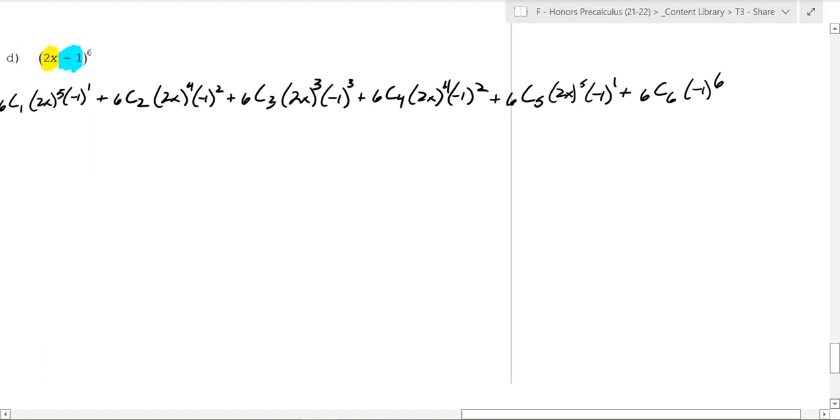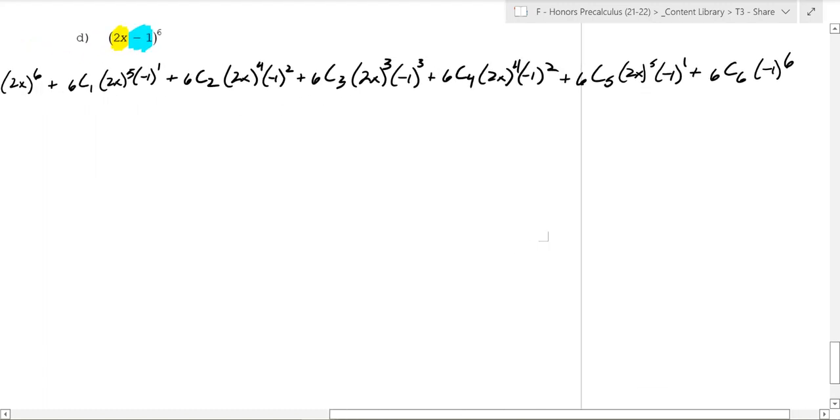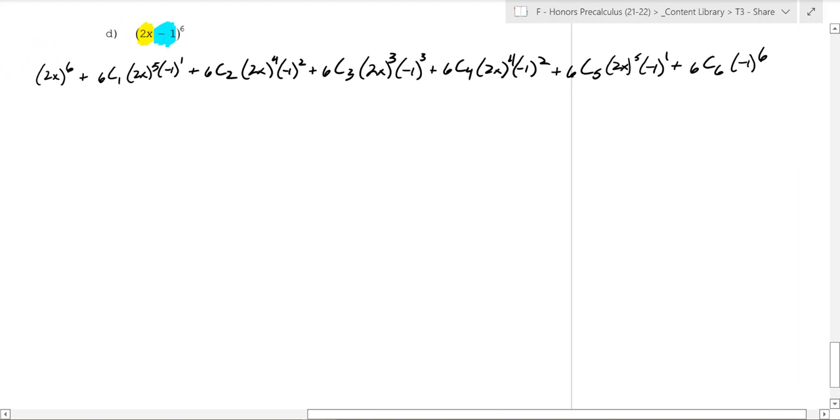And a lot of these cancel, because negative 1 to the 6th, any even power, is just going to be a regular 1, and then negative 1 to an odd power is negative. So for example, this is going to be a negative, this is going to be a negative, this is going to be a negative. Excuse me, that one's not a negative, just not that one right there.